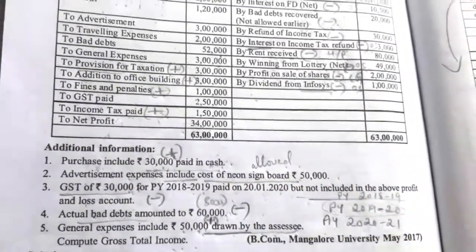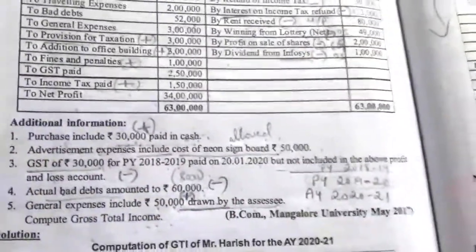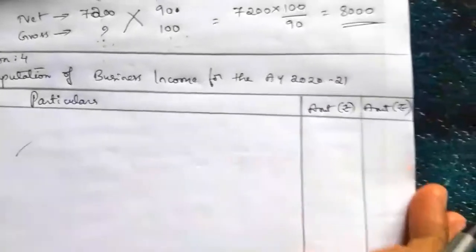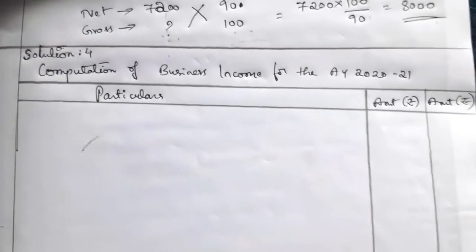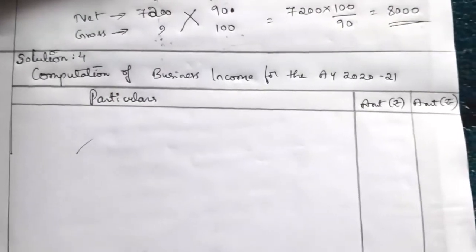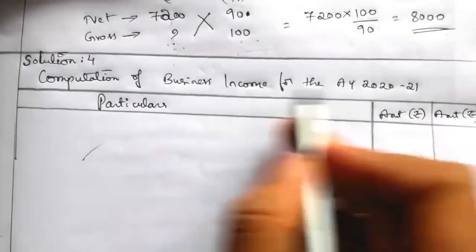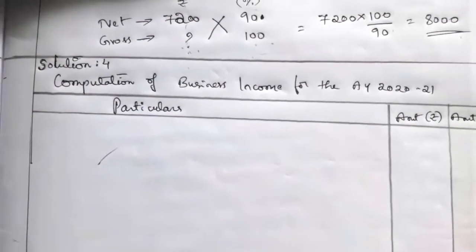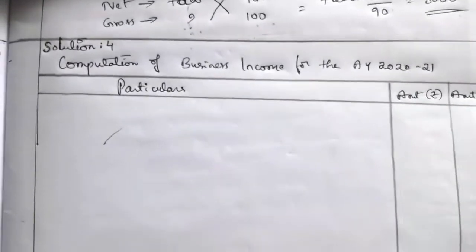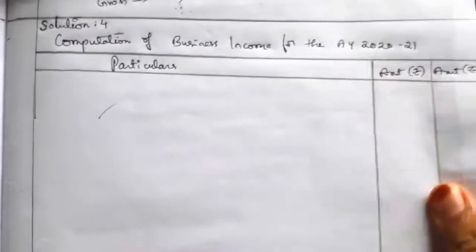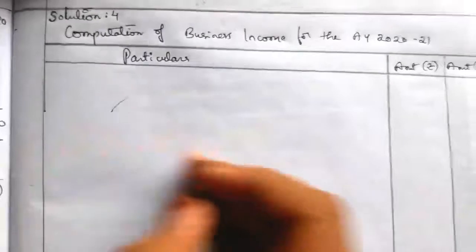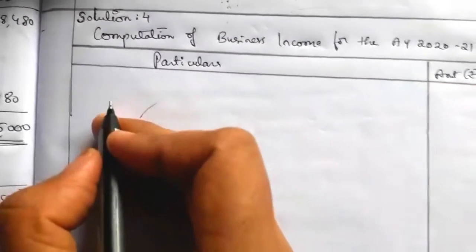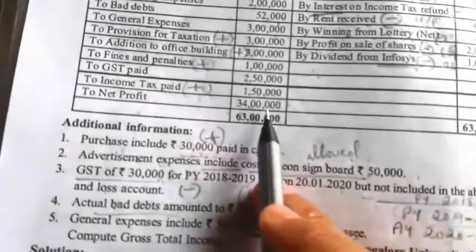So we will calculate the business income of Mr. Harish for the assessment year 2020-21. Now write the heading: computation of business income of Mr. Harish for the assessment year 2020-21. Draw 3 columns for particulars and 2 amount columns. We have to start with the net profit as per profit and loss account. Write the net profit: net profit as per profit and loss account is rupees 34 lakh.